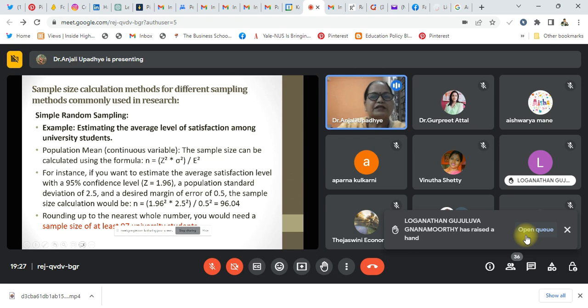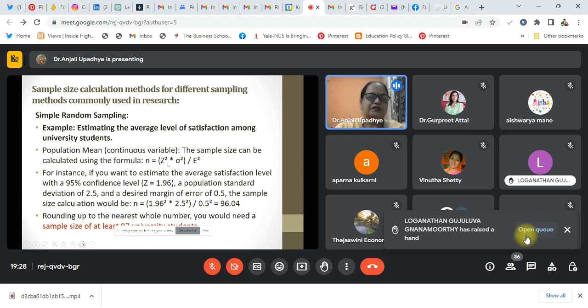Now, here is one example of random sampling. Random sampling means every respondent has an equal chance of giving a response in our study. It is a random sample. So here is one example: estimate the average level of satisfaction among university students. Now we are going to calculate the population mean. It is a continuous variable. So the sample size may be calculated using the formula n = z² σ² / e².